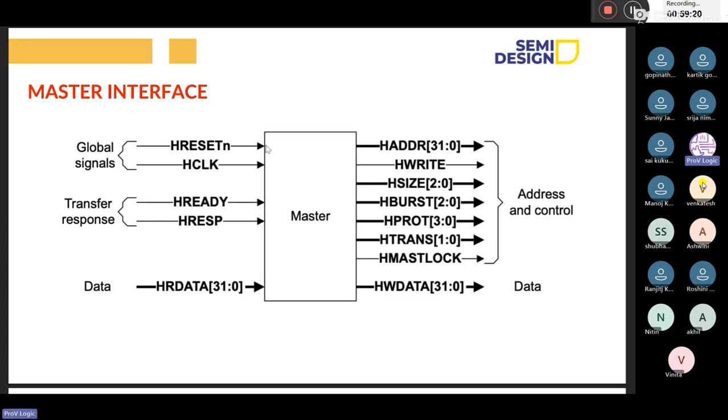Address signal, here there is a 32-bit address, write data, read data bus, and HTRANS. HTRANS in the sense, in the AHB protocol we have different types of transfers. Transfers in the sense whether it should be idle state or busy state or non-sequential, sequential, like that. We have different types of transfers. We will discuss that thing.